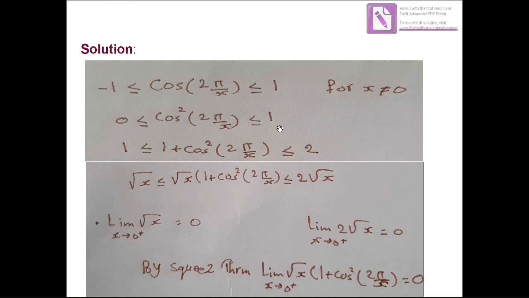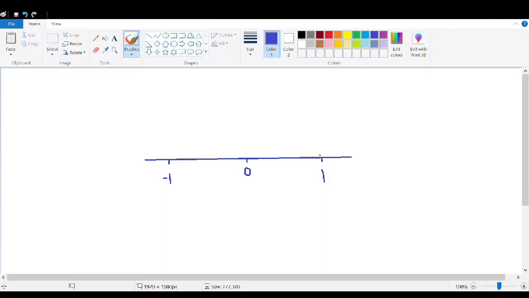Let us show that now. So here we have the number line, and here we have minus 1, 0, and 1. If you square minus 1, you will get minus 1 squared, which is equal to 1. So minus 1 squared will be 1, and the square root of 1 will be 1.